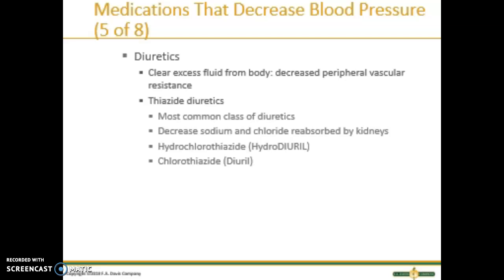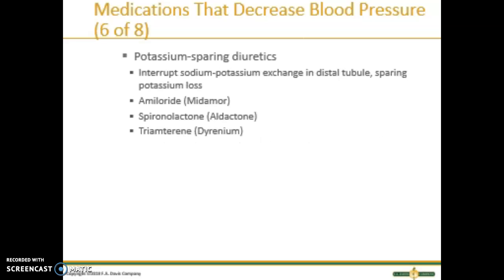We'll look at diuretics now. These clear excess fluids from the body. Decreased peripheral vascular resistance occurs, and thiazide diuretics are the most common class of diuretics. Chlorothiazide and hydrochlorothiazide would be examples of this. Potassium sparing diuretics are basically that. They spare the potassium. They interrupt the sodium-potassium exchange.